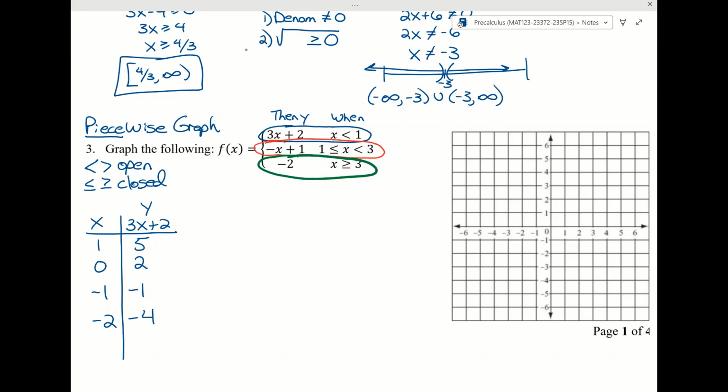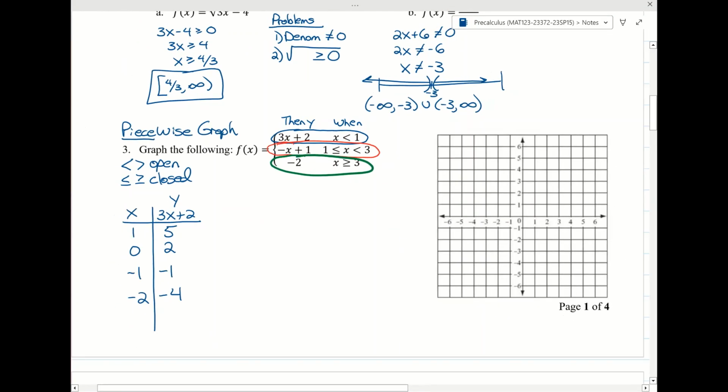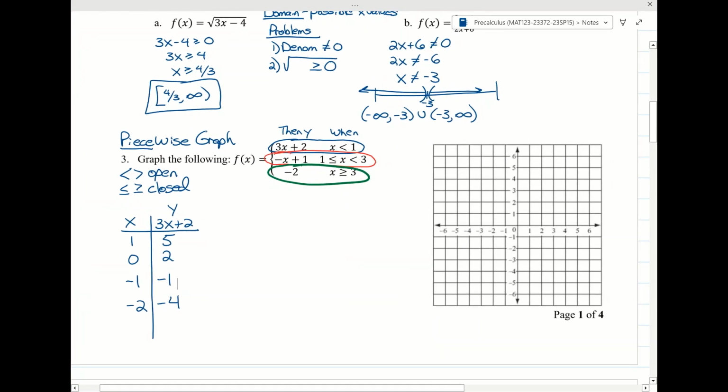And then what I'm going to do is I'm going to go over to the graph, and I'm going to put an open circle because it's just a less than sign. I'm going to put an open circle on 1, 5. And then it goes 0, 2, -1, -1, -2, -4. That's what that first piece would look like. And that piece only works when x is less than 1.